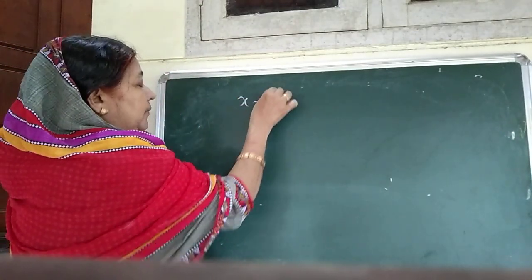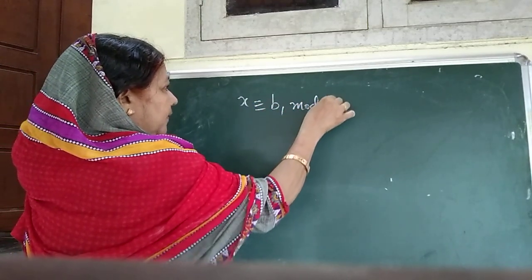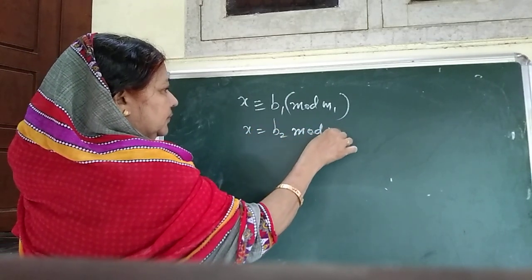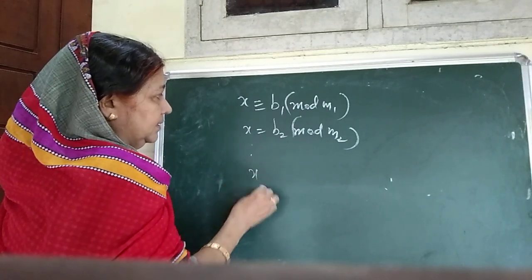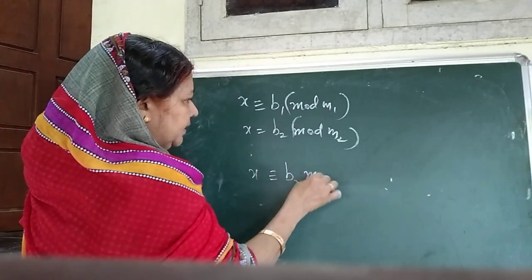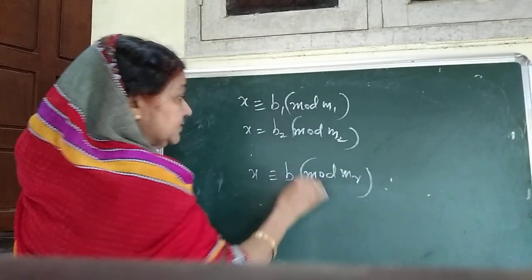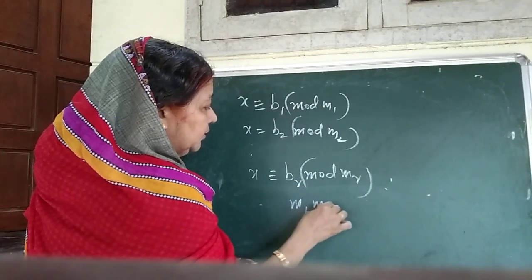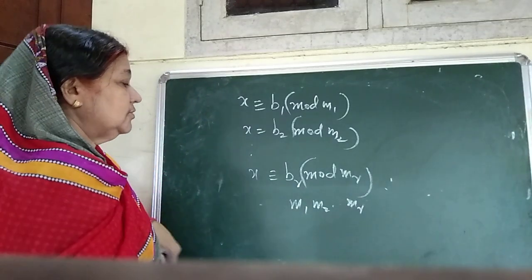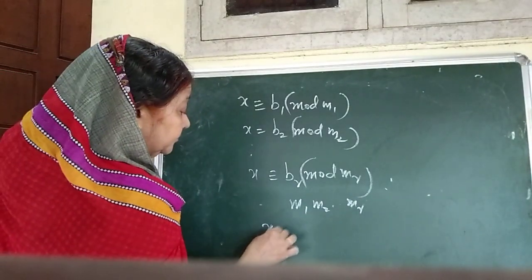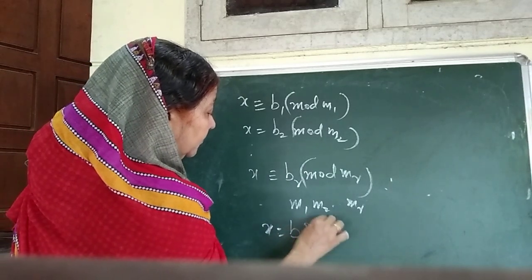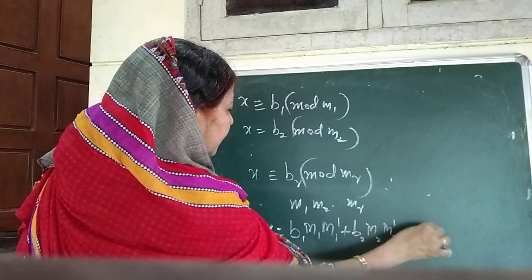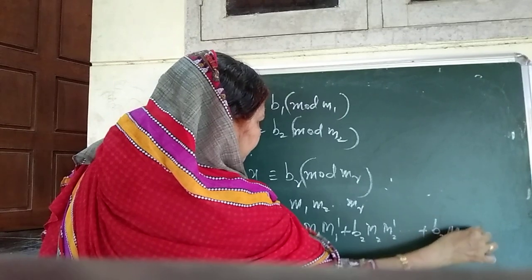x is congruent to b1 mod m1, x is congruent to b2 mod m2, etc. x is congruent to br mod mr, gives a unique solution up to the modulus m1, m2 into etc. mr. And the solution is x equal to b1 into capital M1, M1 dash plus b2 into M2, M2 dash plus etc. br into Mr, Mr dash. Let us see.